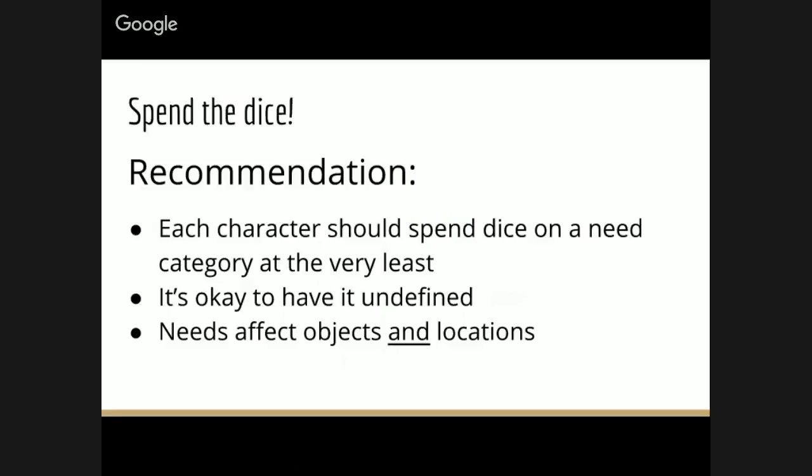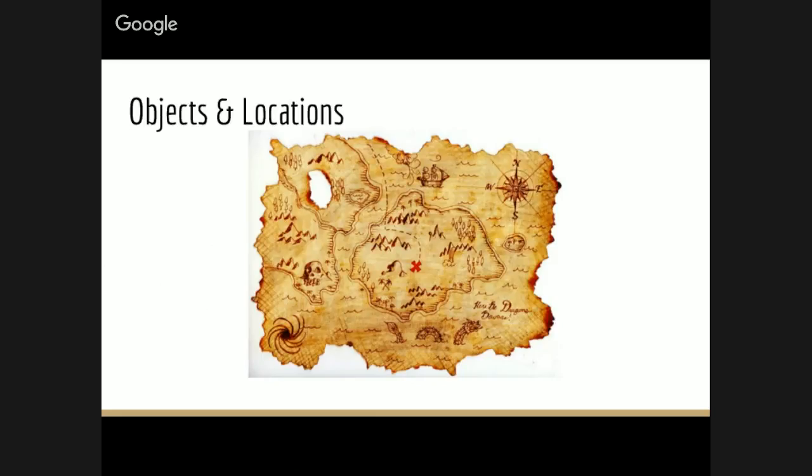Here's the thing, though. Needs affect both objects and locations in terms of who gets to use them, who gets to work with them. So you should at least have it. So please make sure you are spending the dice down with it. Now, objects and locations kind of provide the general mapping of things that you're going to have within the rest of your game with it.